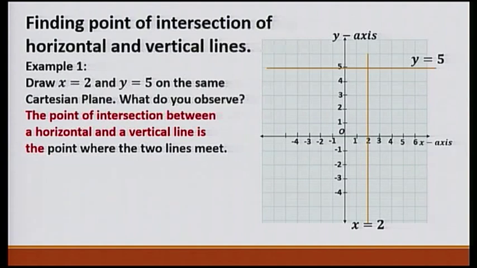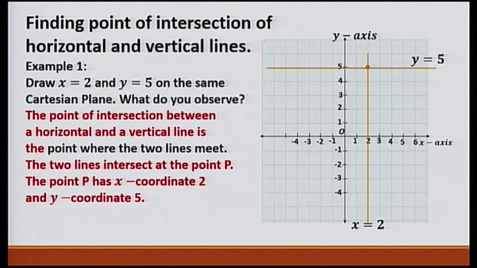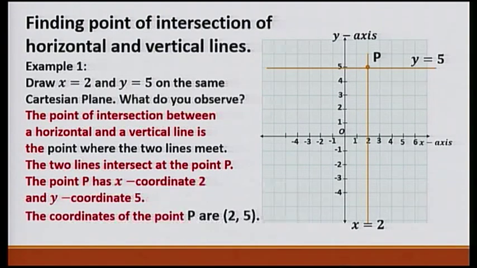The point of intersection between a horizontal and a vertical line is the point where the two lines meet. The two lines intersect at the point P. The point P has x coordinate 2 and y coordinate 5. The coordinates of the point P are 2, 5.